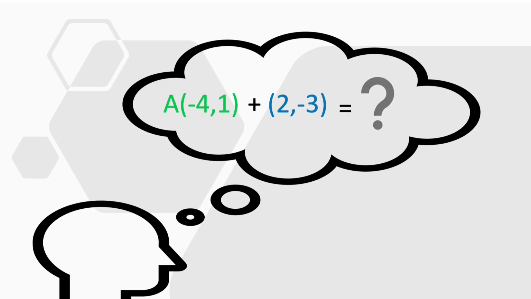If we imagine a point called A with coordinates (-4, 1), and move it 2 units horizontally on the x vector and move it -3 units vertically on the y vector, where will its new coordinates be?